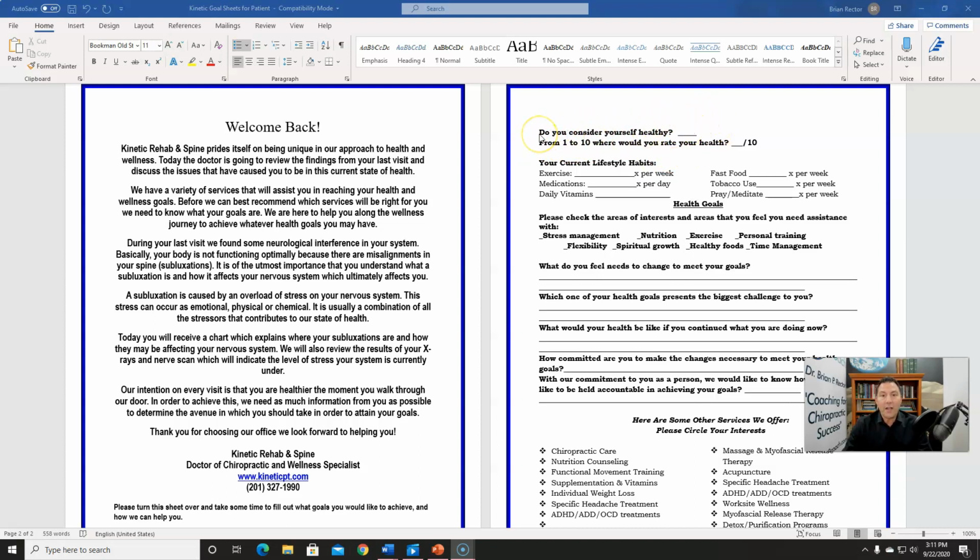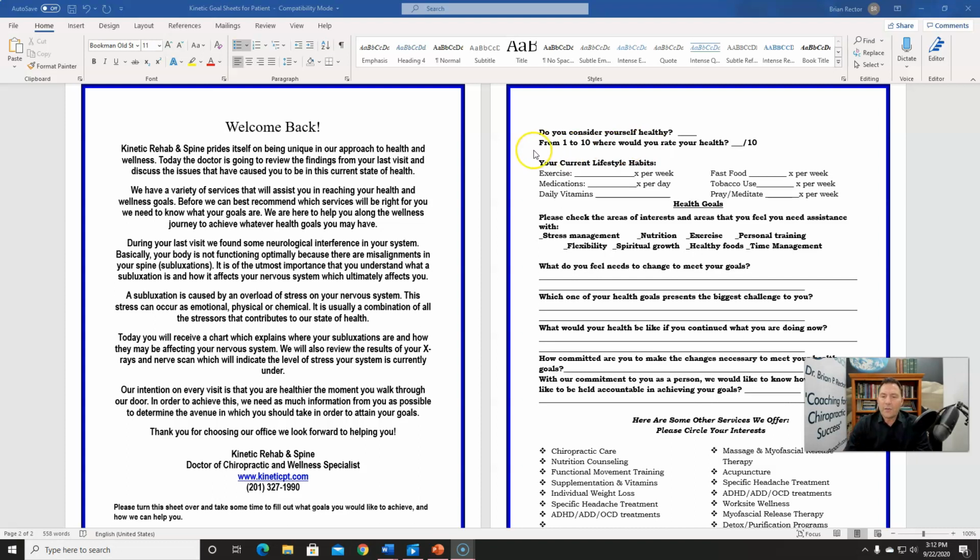And to be honest with you, a lot of times a patient will tell me that they consider themselves healthy. But then when we get into some of these following questions, they'll go back and change it. Well, I guess I'm not. Remember, on the top of our subluxation chart, it says, do you have a back problem or a health problem? And we really want the patient to understand that they have a health problem and not just a back problem.